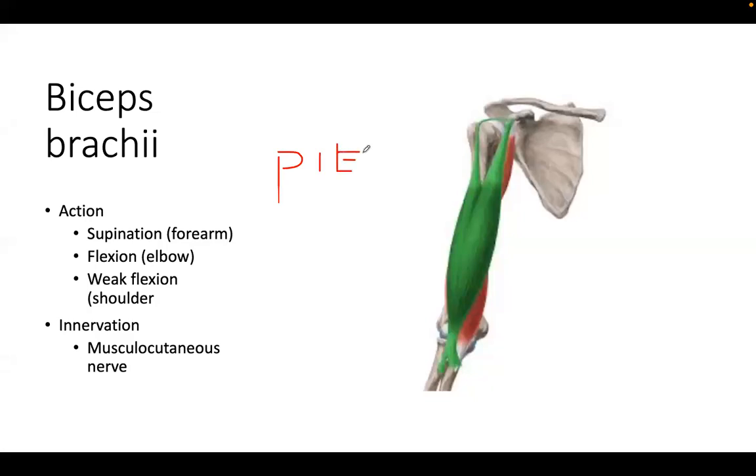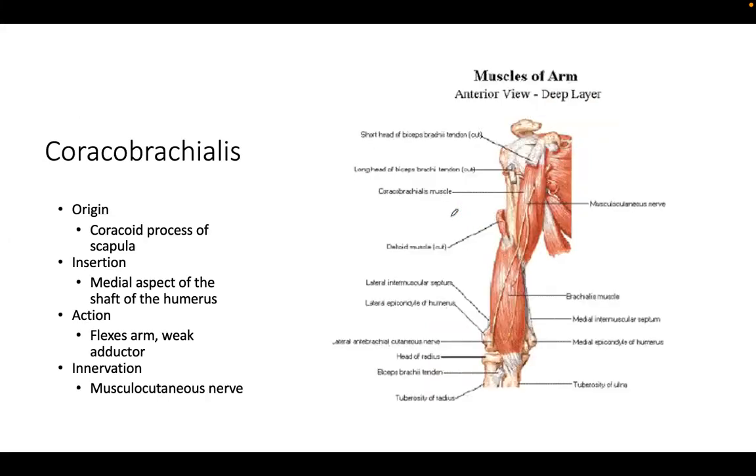One more time. What muscle is pierced by the musculocutaneous nerve? It is the coracobrachialis. Now here at the coracobrachialis, okay, the coracobrachialis also originates from the coracoid process.